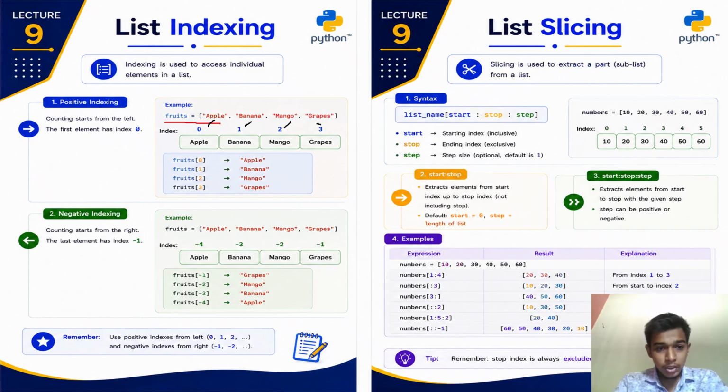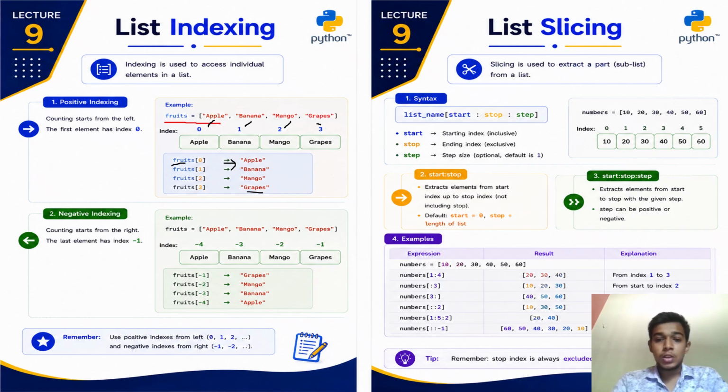If we write fruits[0], Python gives output apple. If we write fruits[1], Python will give output banana. Similarly, fruits[2] returns mango and fruits[3] returns grapes. So whenever we need only one element from a list, we use its index number.